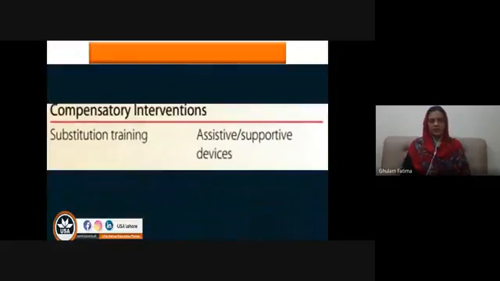Then we have compensatory intervention. As I have already mentioned, these are substitution training: when we have some severe physiological impairment and the patient is not able to perform, or there are very few chances of recovery, then we can go for assistive and supportive devices. So these are all the components that are required, just like a puzzle. You will match the components according to the patient. You may require restorative interventions, impairment interventions, augmented interventions, and sometimes compensatory interventions. A combination of all of these interventions will lead to a successful rehabilitation program.